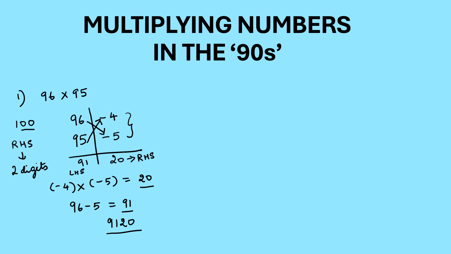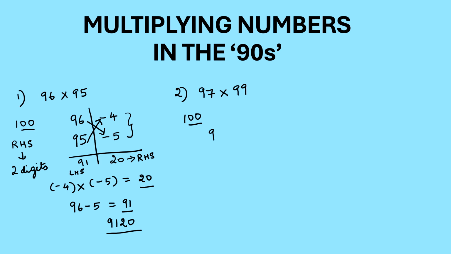Now let's try another problem. Let's say you want to do 97 times 99. Here again, both numbers are close to 100, so we'll be using 100 as our reference number. And since 100 consists of two zeros, the RHS of our final solution should consist of two digits.